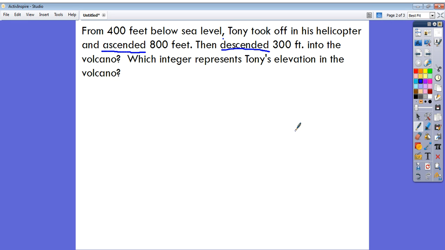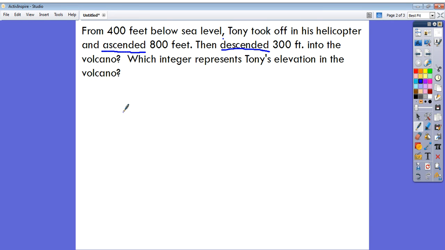Let's hear that whole thing again because there's a lot of vocab. From 400 feet below sea level, Tony took off in his helicopter and ascended, went up 800 feet, then descended, went down 300 feet into the volcano. Which integer represents Tony's elevation in the volcano?